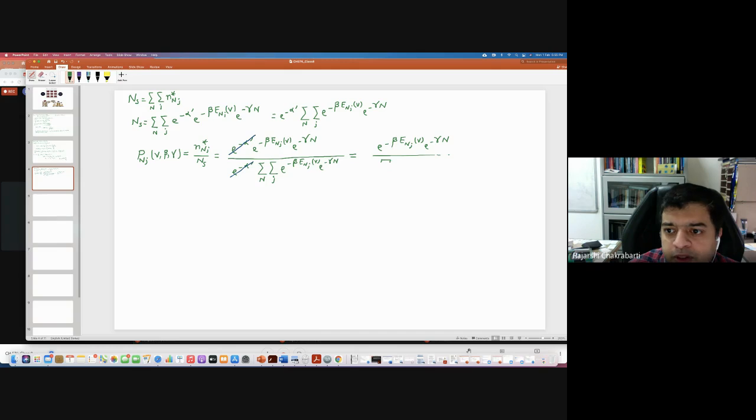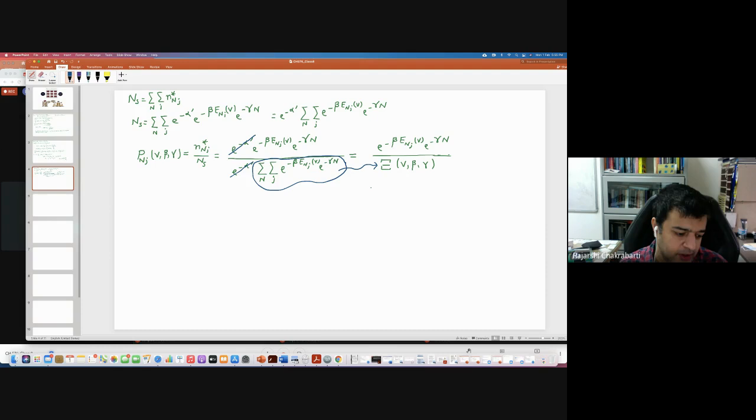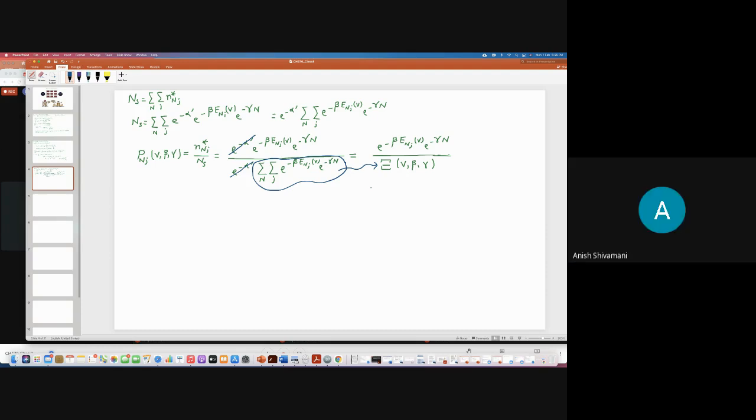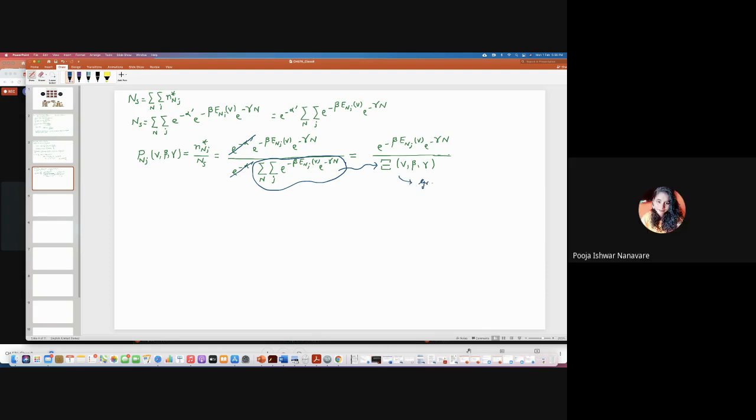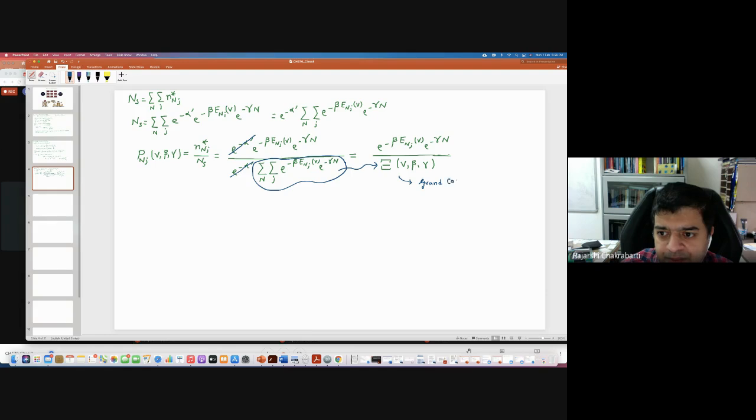I use a notation like this. Okay, and this is a function of V, beta, and gamma. What is there in the denominator? This part, I'm calling it this. This is a neat expression now. Yes, sir. And we will see that later. You can guess, there's a name. This is called grand canonical partition function.